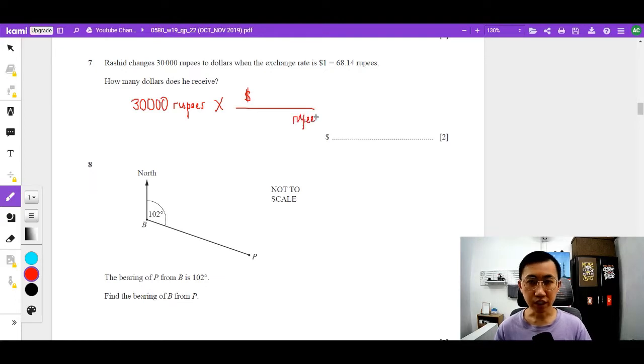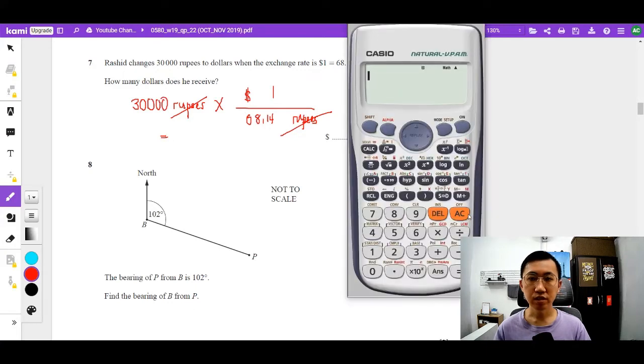Okay, then put the relation given to you. $1 will exchange to here, 68.14. Now when you lay your working like this, notice the unit of rupees will cancel off each other. That's how we ended up the final answer having dollars only. Right, so 30,000 times 1 divided by this. So straight ahead, you go for 30,000 divided by 68.14.